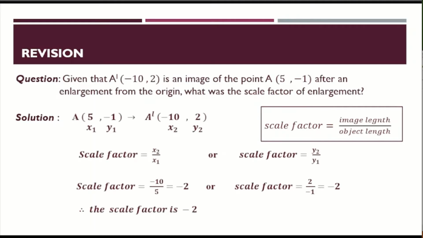So in this case, we can label the coordinates of the object as x1, y1, and that of the image as x2, y2. And we'll then divide the corresponding coordinates. So I can use the x coordinates to find the scale factor, whereby I'll divide x2 by x1, and that is -10 divided by 5, which gives me -2.